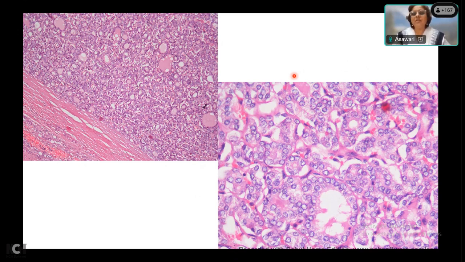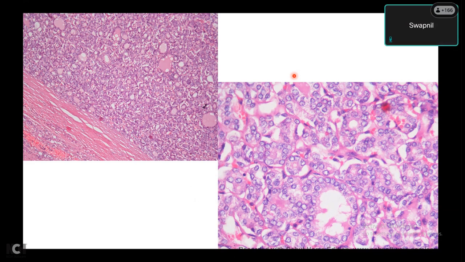So let's go to the third case. Ma'am, I just want to know the question in the chat box related to this. What's the case question here? What is the management of follicular variant of papillary thyroid carcinoma, whether it is in lines of follicular carcinoma or in lines of papillary carcinoma? Shiva, do you want to take that question?